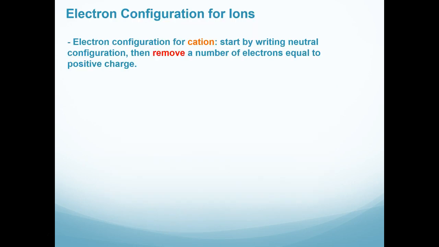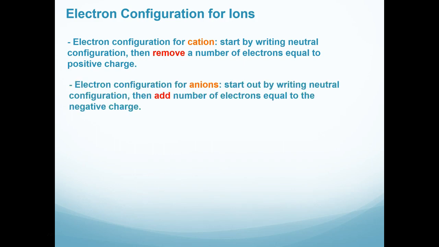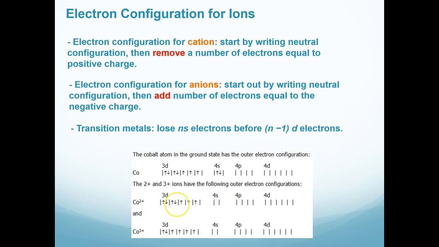Okay, so again, since we are looking at ions, if we have a cation, we want to remove the number of electrons equal to the positive charge, and if we have an anion, we want to add in electrons equal to the charge. For transition metals, we're going to lose the ns, so that was the example where we lose, for example, the 4s electrons first, and then we start removing the d electrons. So here are some other examples.